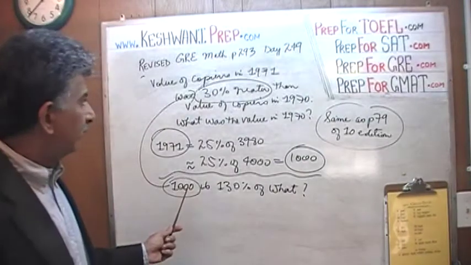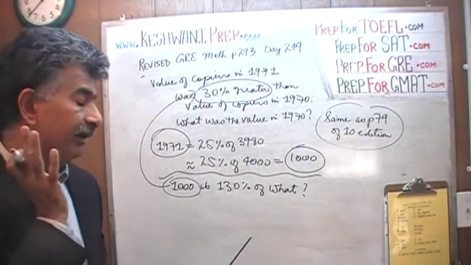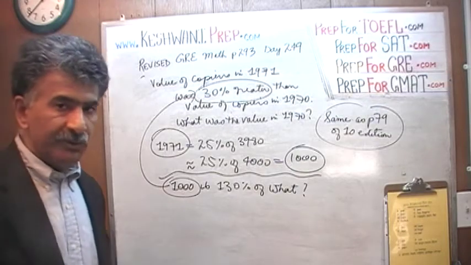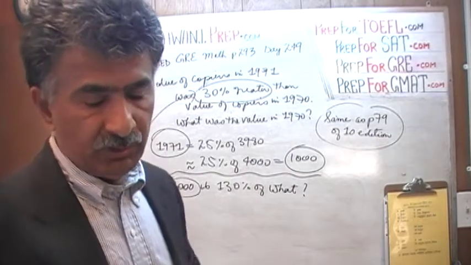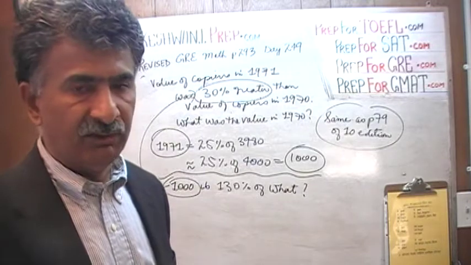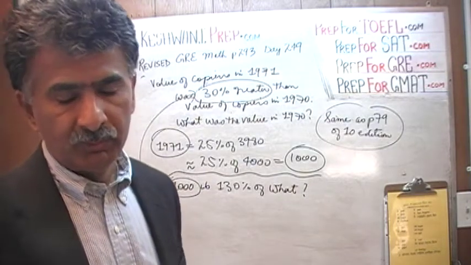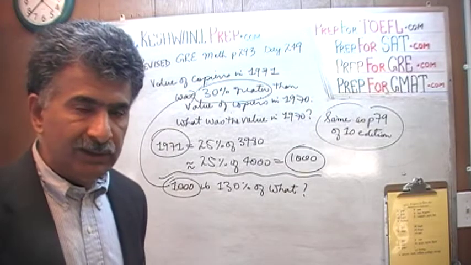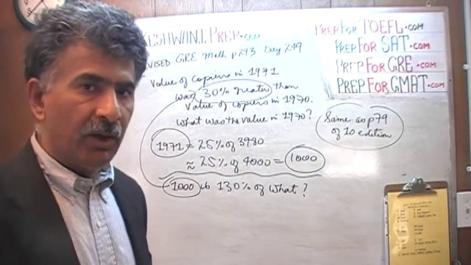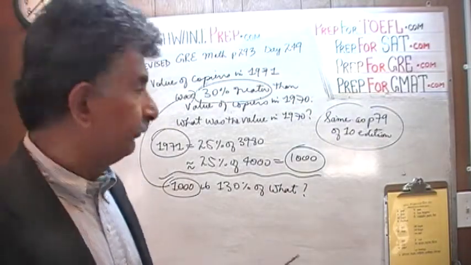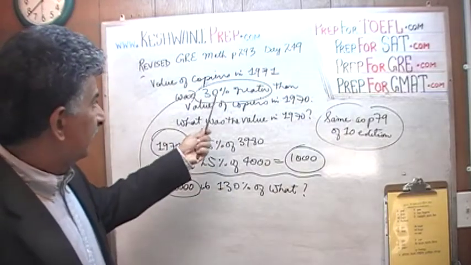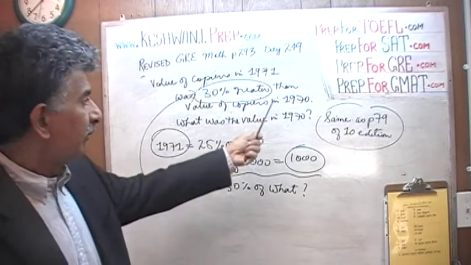We are told that the amount in 1970... So this is the amount we found for 1971, which is 1/4 of the total amount, and the total amount we see there is approximately $4,000. 1/4 of $4,000 is $1,000, and that $1,000 we are told is 30% larger than the amount in the previous year, 1970. So we have to figure out what that amount is. It is 30% larger than the value of the copiers in 1970.